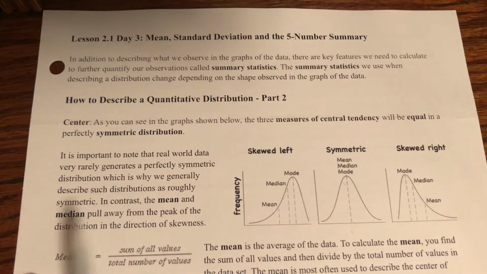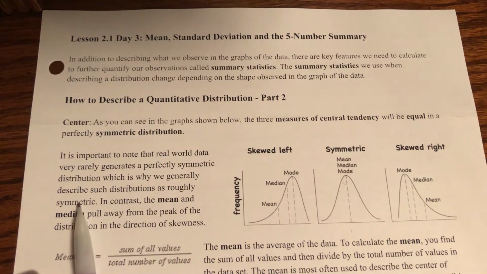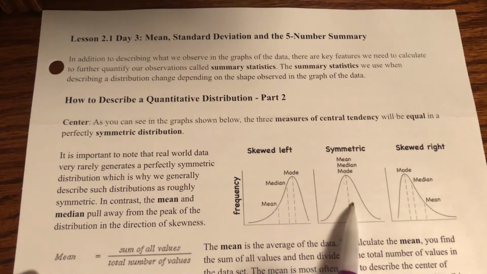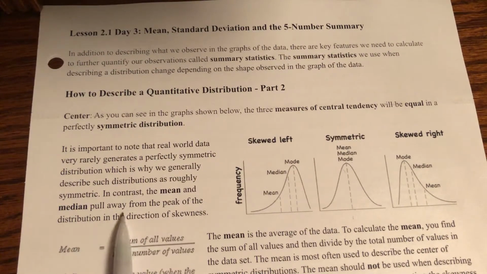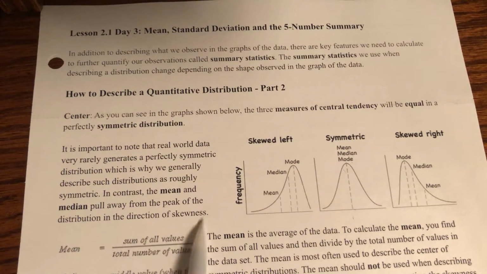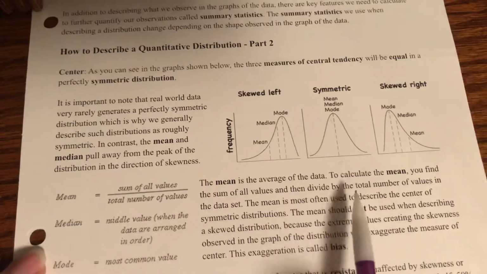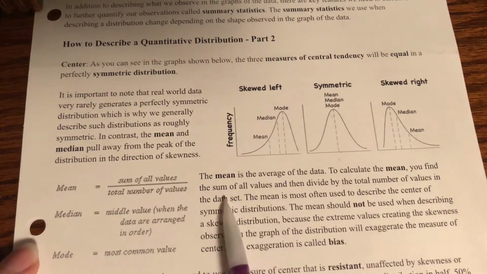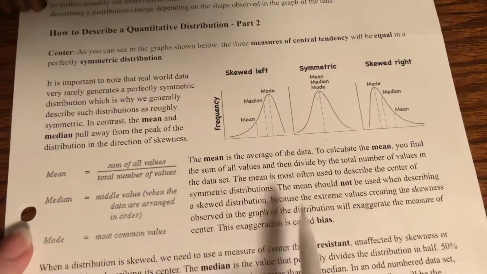Now in contrast, the mean and median pull away from the peak of the distribution in the direction of skewness. So when you have a roughly symmetric distribution, mean, median, and mode are going to be very close to each other. If it's perfectly symmetric, they're going to be identical to each other. And when you have a skewed distribution, the mean and median will pull away from the peak in the direction of the skewness. Now, the mean is the average of the data. To calculate the mean, you find the sum of all values and then divide by the total number of values in the data set.